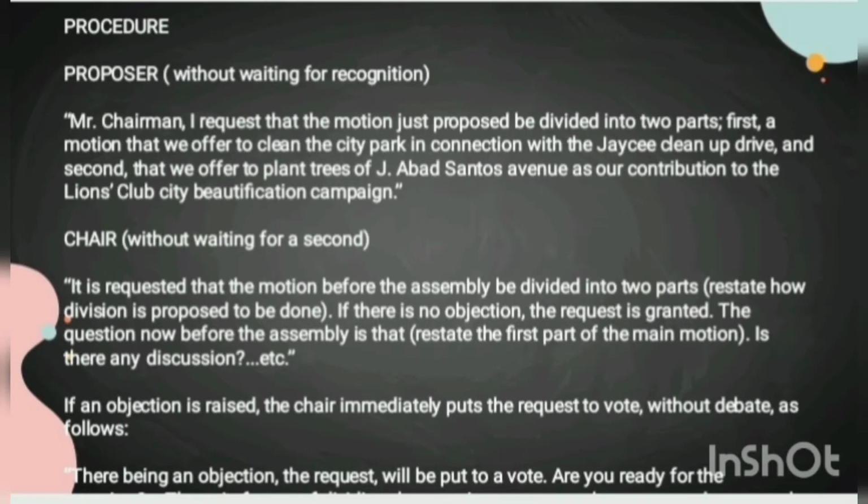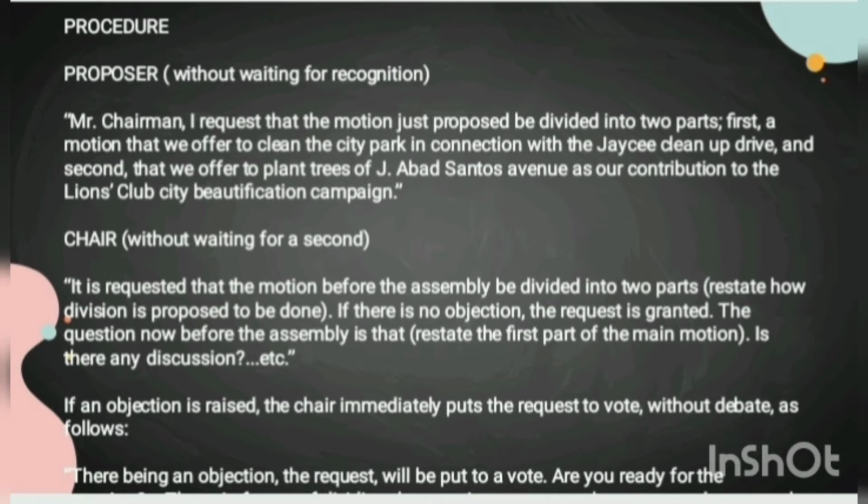So the procedure. Assume that the following question has just been introduced: that the organization offer to clean the city park in connection with the JC cleanup drive and that it offer to plant trees on J. Abad Santos Avenue as its contribution to the Lions Club City Beautification Campaign.